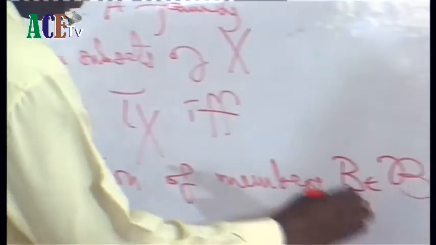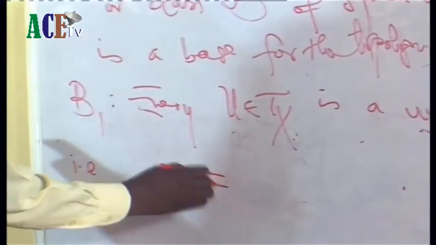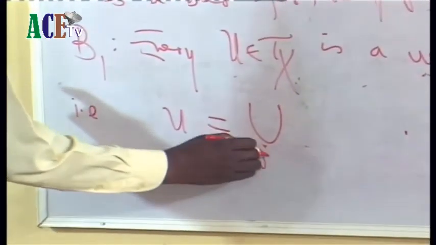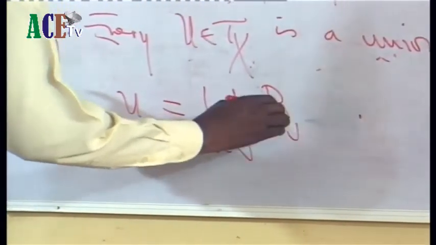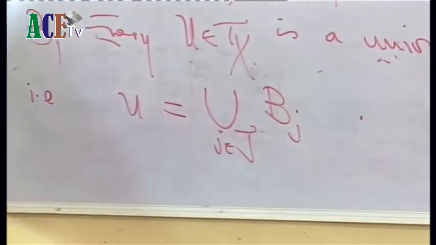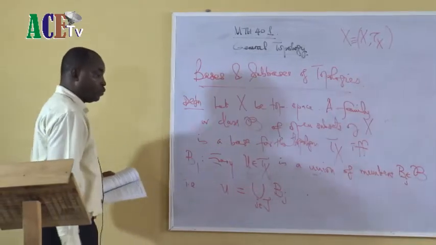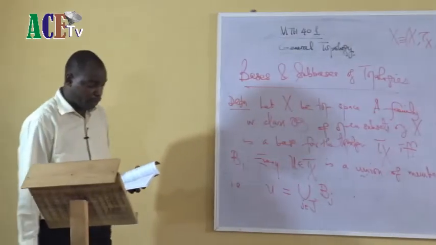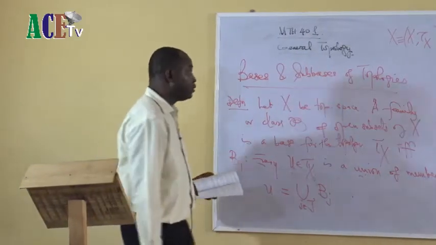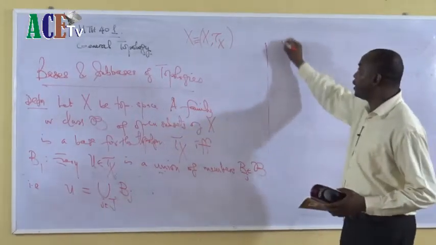They call this B_j. That is, U is written as a union of B_j, where each B_j comes from the family here. So this B_j forms the building block of the open sets. Number two axiom that a base must satisfy.